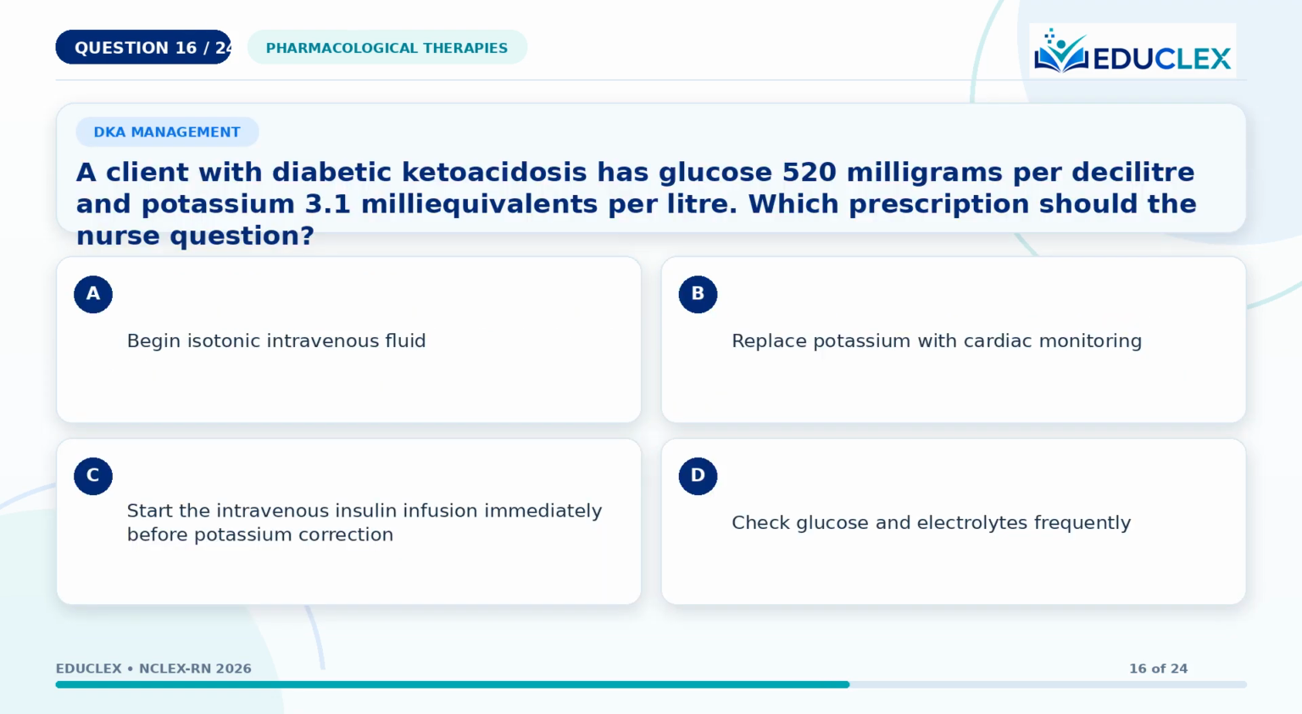Question 16. A client with diabetic ketoacidosis has glucose 520 mg per deciliter and potassium 3.1 milliequivalents per liter. Which prescription should the nurse question? Option A, begin isotonic intravenous fluid. Option B, replace potassium with cardiac monitoring. Option C, start the intravenous insulin infusion immediately before potassium correction. Option D, check glucose and electrolytes frequently.